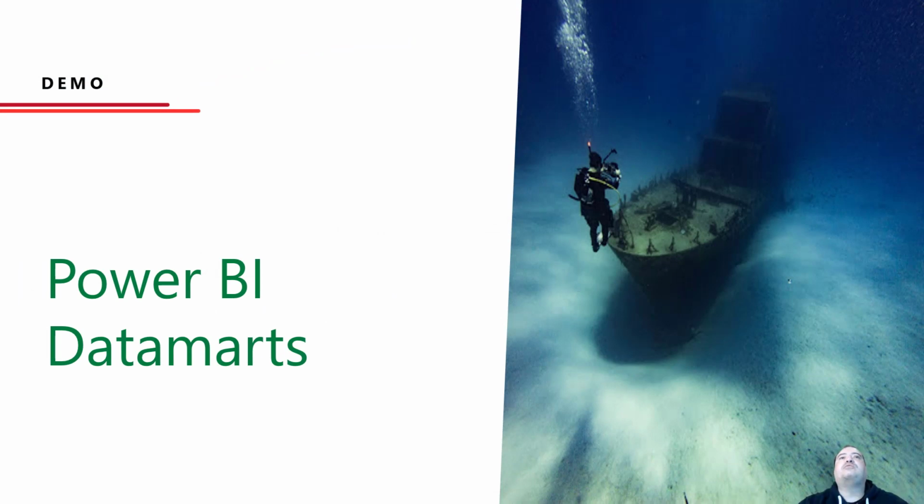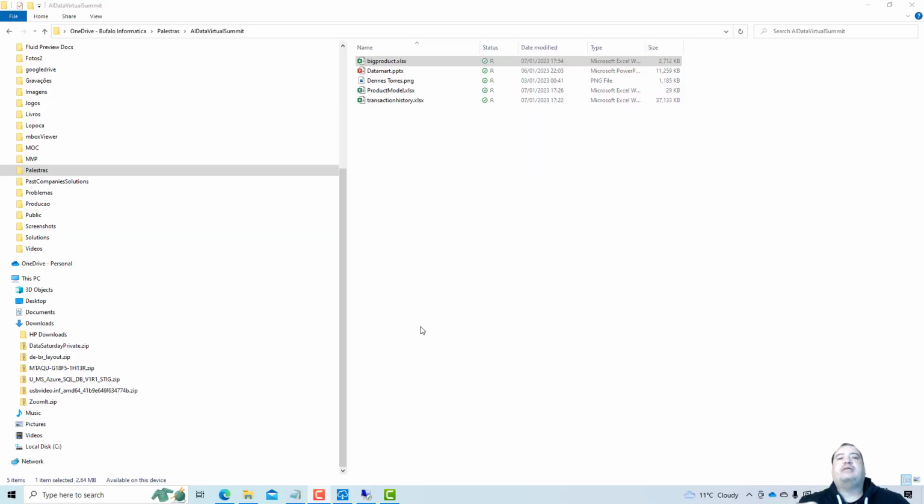Let's see a demonstration of all of this I just explained. We have here a set of 3 Excel files: big product, product model, and transaction history. These files are more organized than regular user files would be, but still they will work for our example.